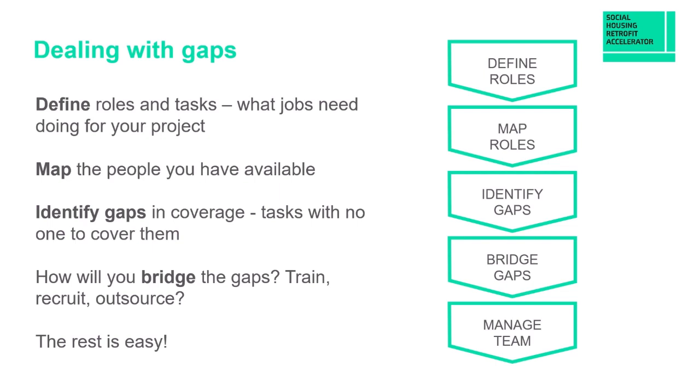So first, work out the tasks and roles required for your project. The skills audit and team building toolkit has a good list of the kind of tasks which are necessary in a properly organized retrofit program. That won't work for your organization directly, but it's a good starting point. So take that list, have a look at it. What is missing from it? What areas have you already got covered? You map the people you have available to the list of roles and tasks that you've identified. And then you identify the gaps in coverage. Obviously, tasks with no one to cover them. And then you decide how you will bridge those gaps.